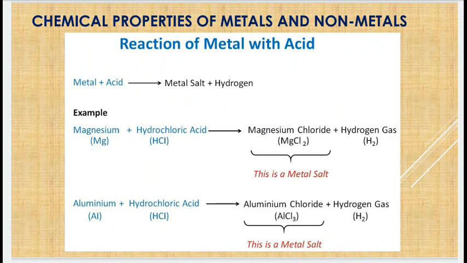Similarly, you can take example of aluminium reaction with HCl. It leads to the formation of aluminium chloride plus hydrogen gas. So these are metallic salts, okay, of the chloride family, and hydrogen gas is released in both the cases. So whenever the metal reacts with acid, it leads to the formation of metallic salt plus hydrogen gas.